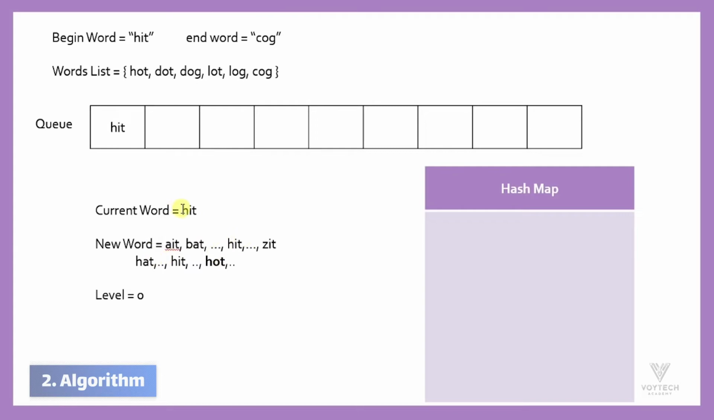But once we do it with the second character in the current word, we find out that there is a combination hot that also exists in the words list. So what we do is we pop hit out of the queue and push hot into the queue. And we're going to store it in a hash map like this.